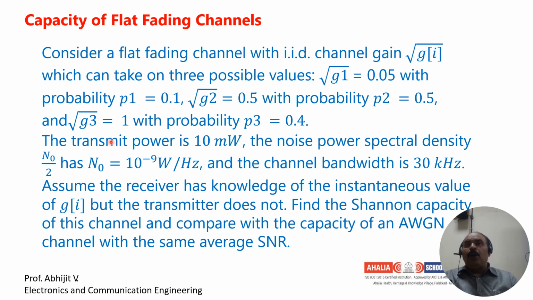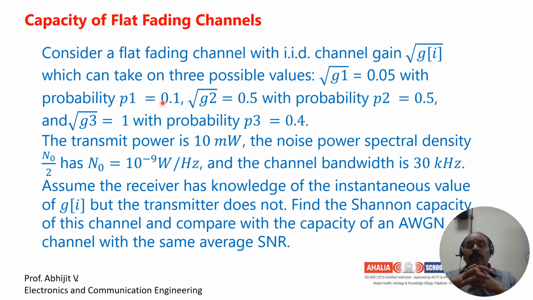Now let us do a problem, a solved problem that had come previously in your exams. Please note down the question. Consider a flat fading channel with IID channel root of GI, which can take three possible values.